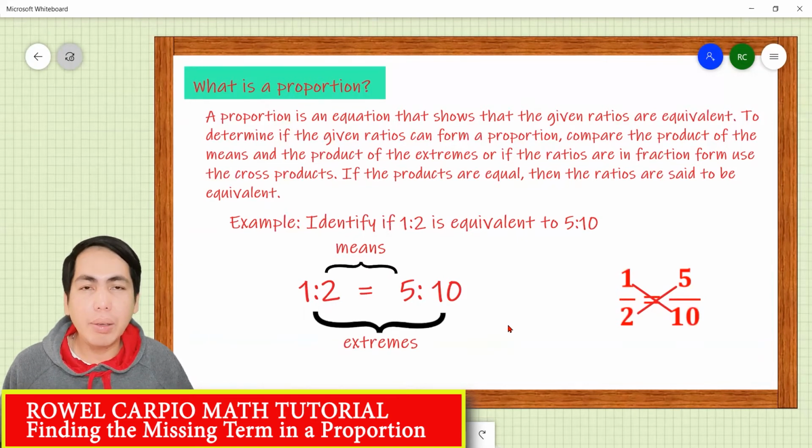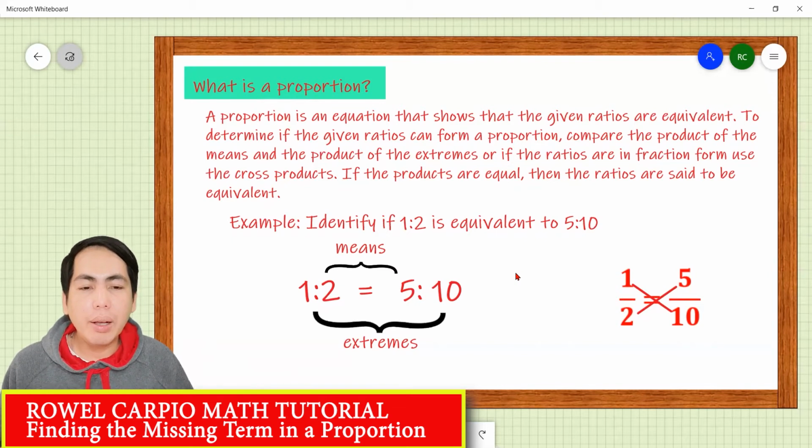For example, identify if 1:2 is equivalent to 5:10. First is for us to set up a proportion. So we have here 1:2 is equal to 5:10. The two terms found outside are the extremes, while the two terms inside are called the means. So for us to determine whether these ratios are equivalent or not, we have to find the product of our means and compare it with the product of our extremes.